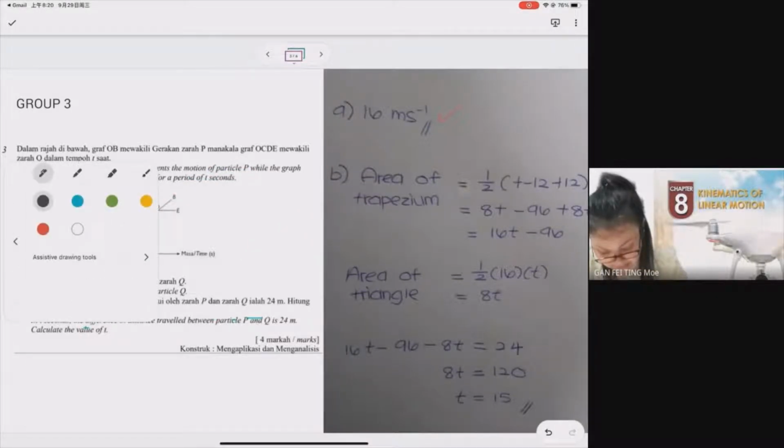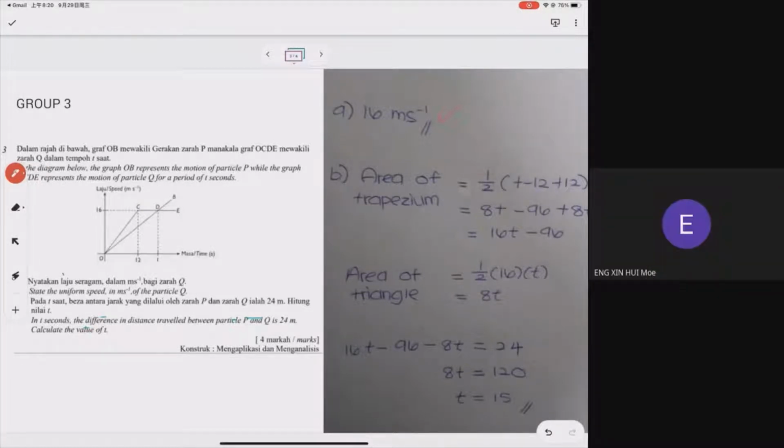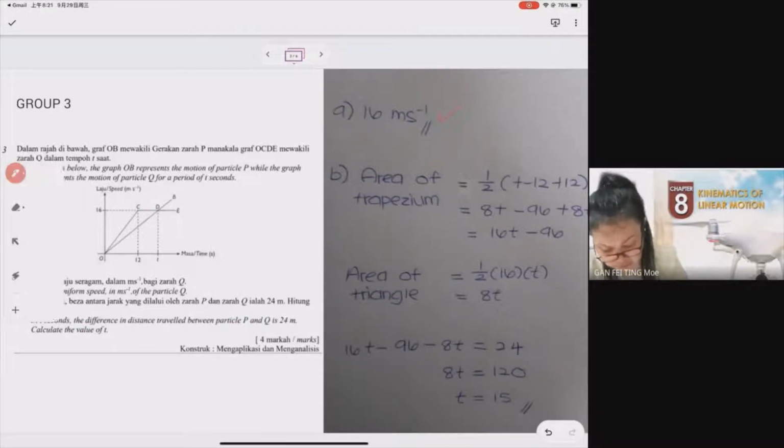Okay, Masira, question. In t seconds, the difference in distance traveled between particle P and Q is 24 meters. Calculate the value of t. Okay, the difference in distance traveled between particle P and Q is 24 meters. So what's the question? Calculate the value of t. So now, tell me how you plan to solve this question.